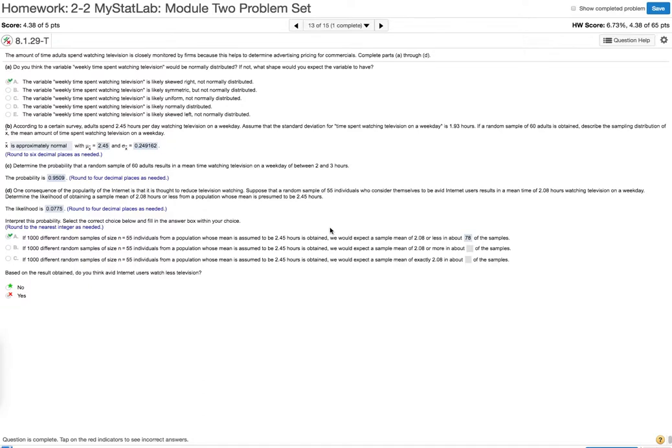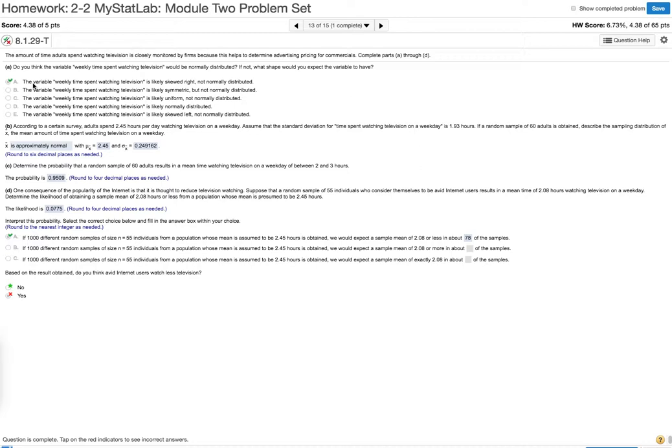G, and I am going to be going over this Module 2, problem number 13 out of the problem sets. And this is about the amount of time adults spend watching TV, and this is closely monitored to determine advertising pricing for commercials. So the first thing it asks is, do you think the variable weekly time spent watching TV would be normally distributed? If not, what shape would you expect the variable to have?